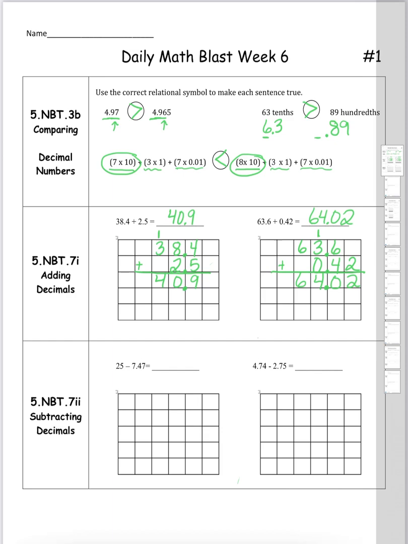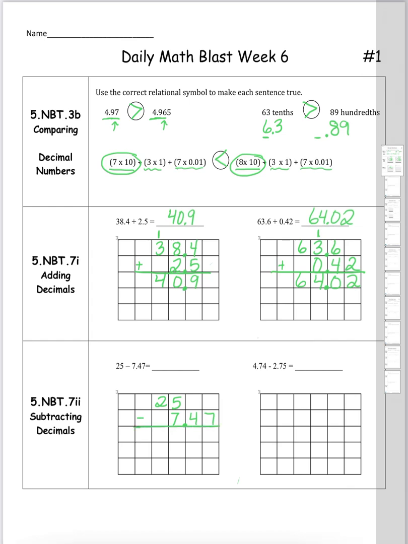Moving on to subtracting decimals, I have 25 minus 7 and 47 hundredths. Again, we want to line up our place values so that we are subtracting like units. I have 25, that's 2 tens and 5 ones. When I subtract, I need to subtract 7 ones. So I'm going to put that in my ones column. And 47 hundredths, 4 tenths and 7 hundredths.